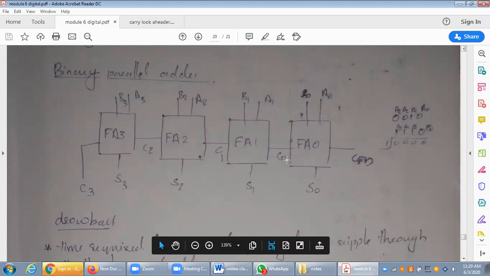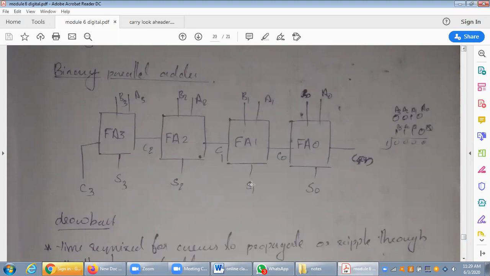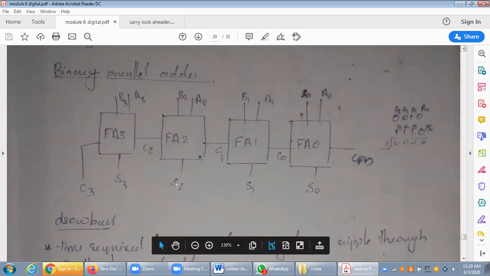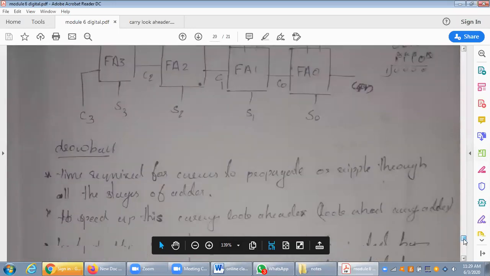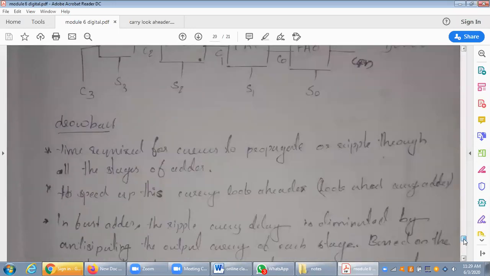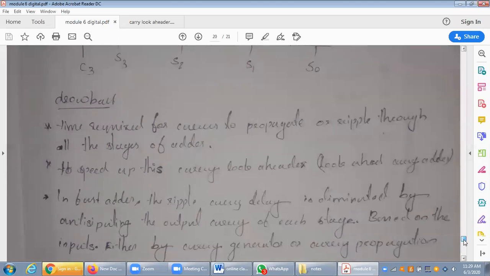Once C0 is completed, then only we can get S1. Once we get C1, then only we can get S2. So it is taking high time because the carry is propagated. This is the drawback. So what we have to do to speed up the carry and make the time lesser? We need a carry look ahead adder. That is another topic.